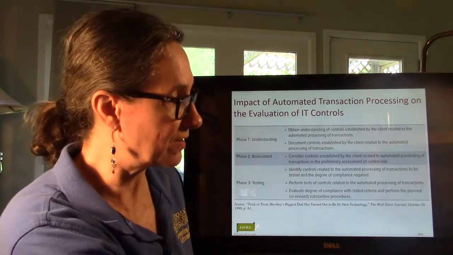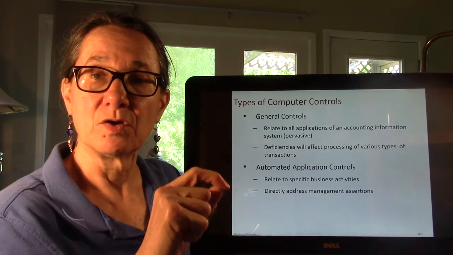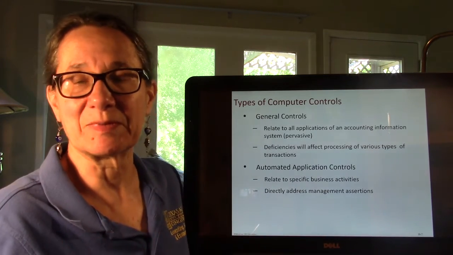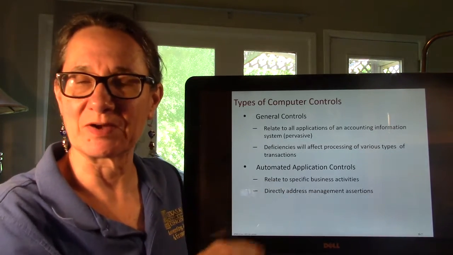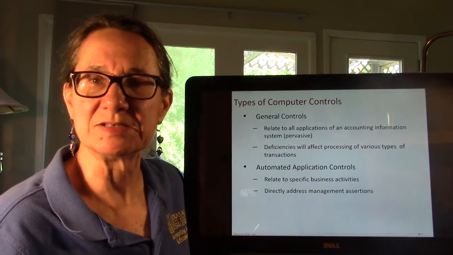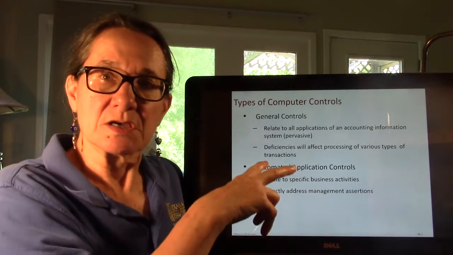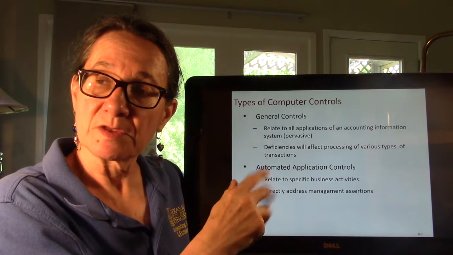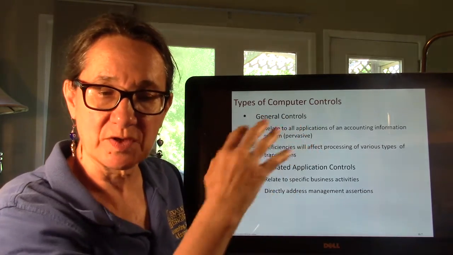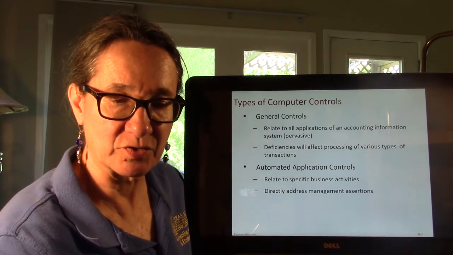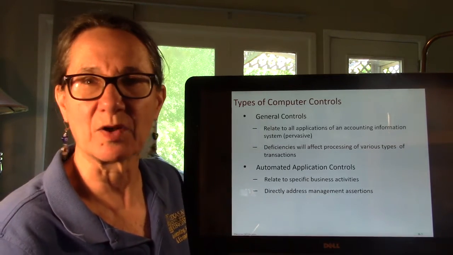We're going to talk first about controls, so you can understand them. Before we talk about testing them, we need to understand what they are. So we're going to talk specifically about controls now. If you've had accounting information systems, none of this will be new to you. In our client systems, there are going to be two basic levels of controls: general controls and automated application controls. I just call them application controls.